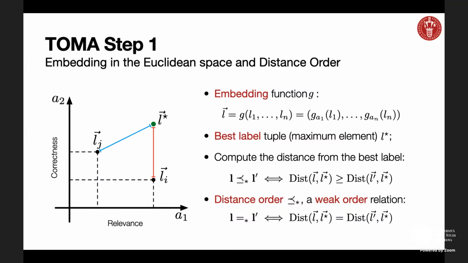And we tried different distance functions. And once you have the distance function, basically this defines the weight order, where you will have 2 multi-dimensional labels that can be at the same distance from the best label, as in this case. And then we consider them as being in the same equivalence class, so we will map them to the same weight.